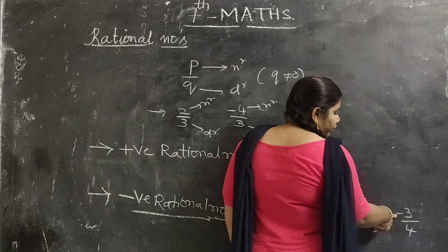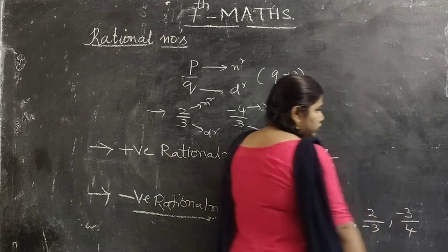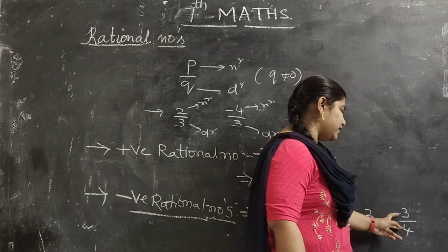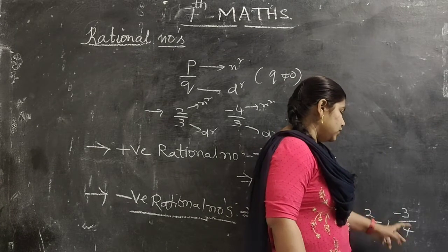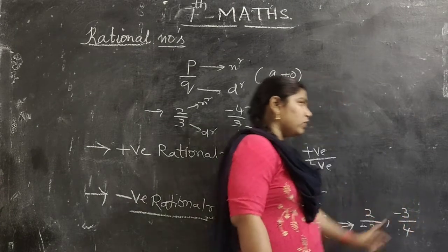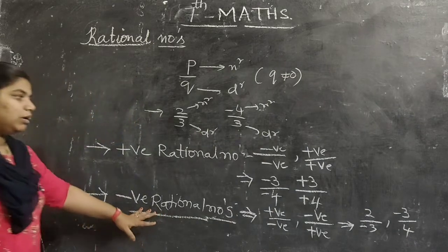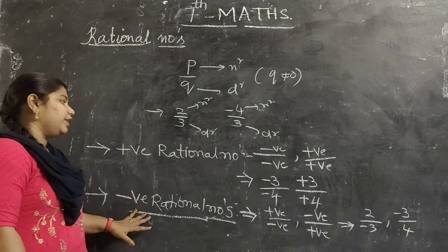3 is a negative value, 4 is a positive value. So it is having opposite signs here, minus, plus. So this type of number also we will call as a negative rational number. So what is positive and what is negative?